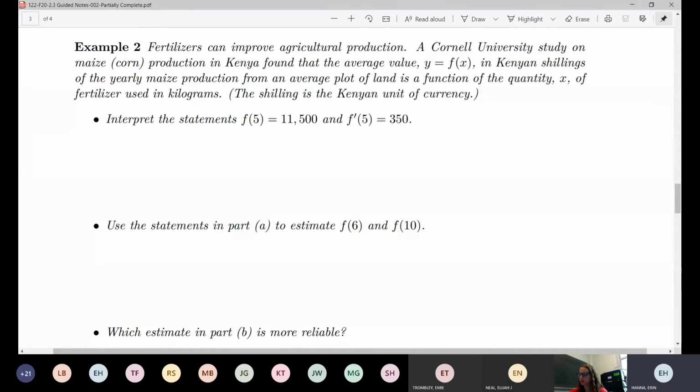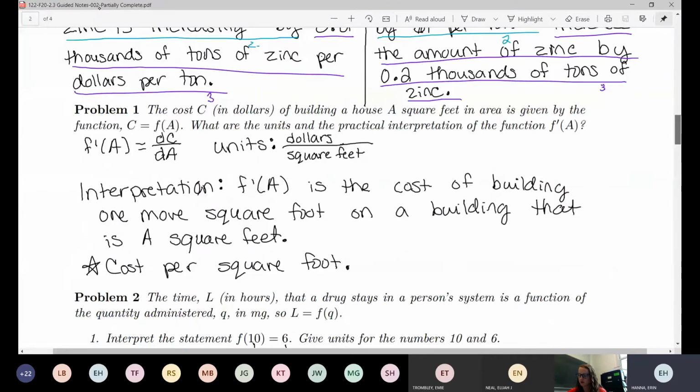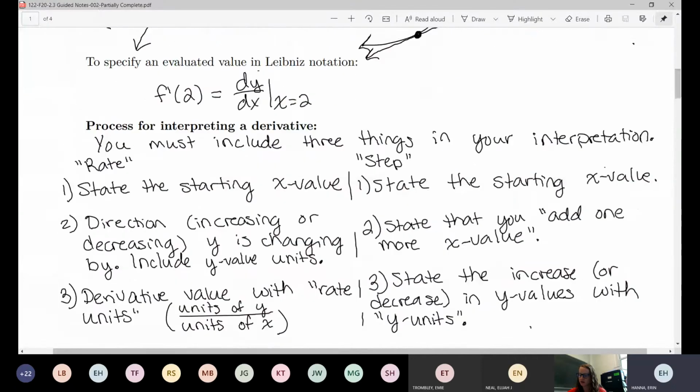So here we go. Last time we started 2-3 and we were talking about interpreting the derivative. We went over two ways to do that: the rate way or the step way.